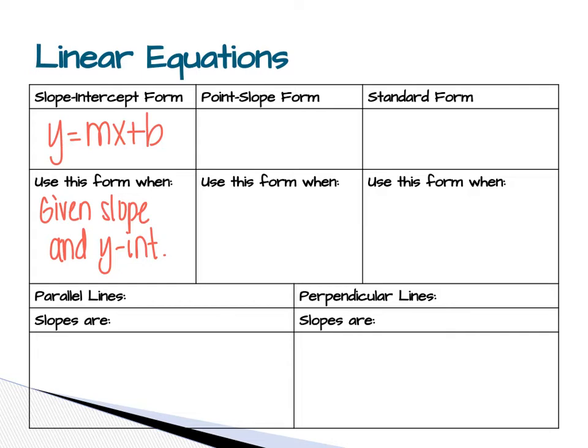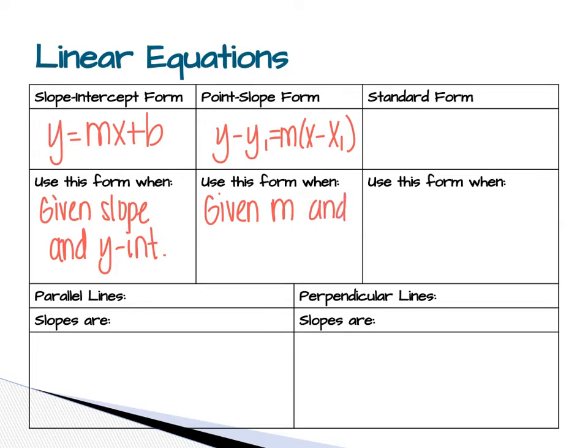Point slope form is the next one you're going to learn, which is y minus y1 equals m times x minus x1. You use this one when you're given slope and a point on the line.